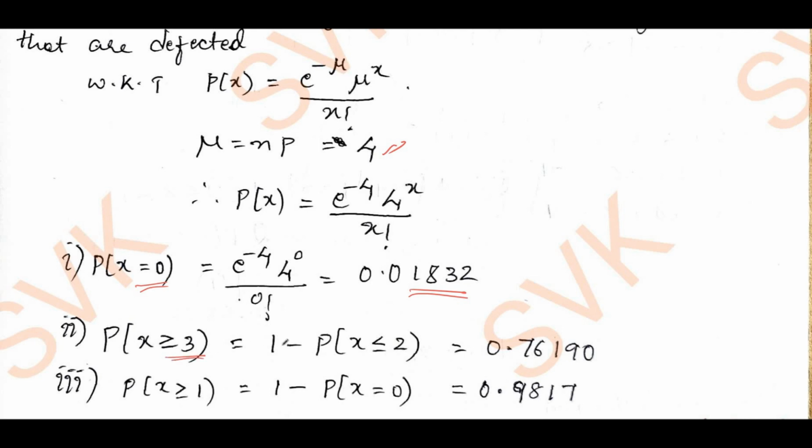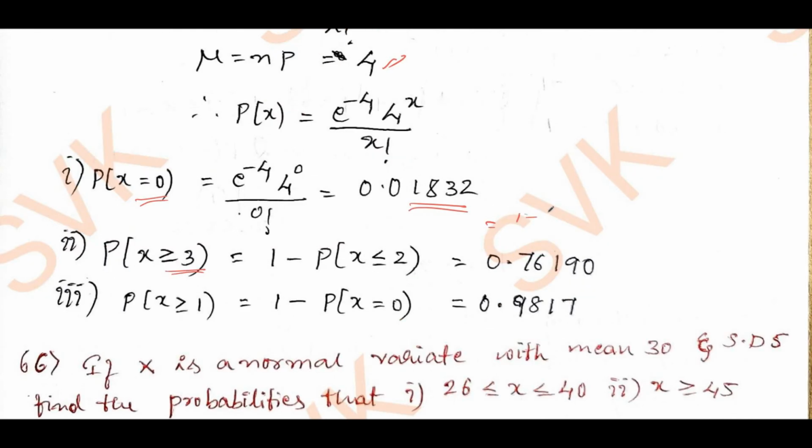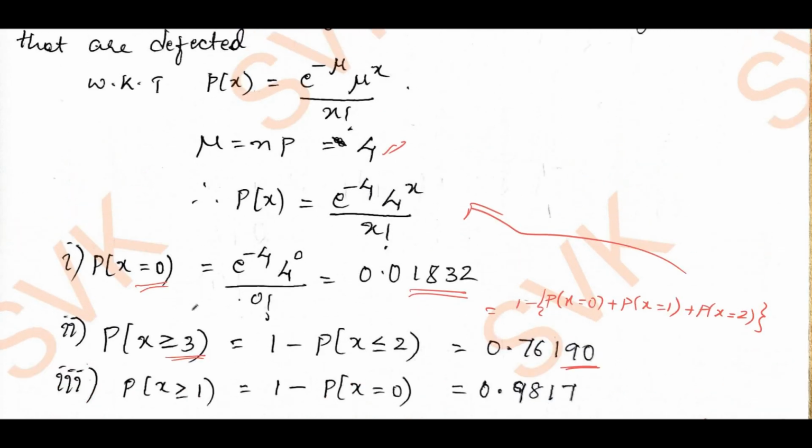Similarly, going with probability of x greater than or equal to 3, that is 3 or more. For that, I will consider 1 minus probability of x less than or equal to 2. By finding probability of x equal to 0 plus probability of x equal to 1 plus probability of x equal to 2 in this expression, and simplifying that part, I am going to get the answer as 0.76190.